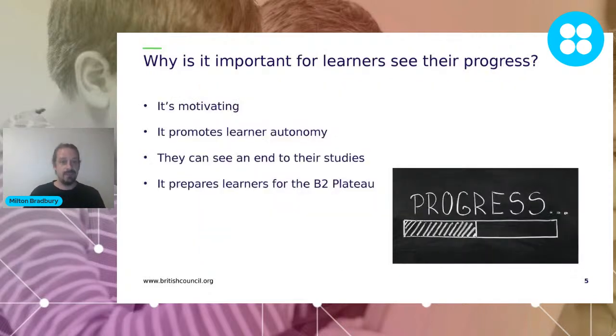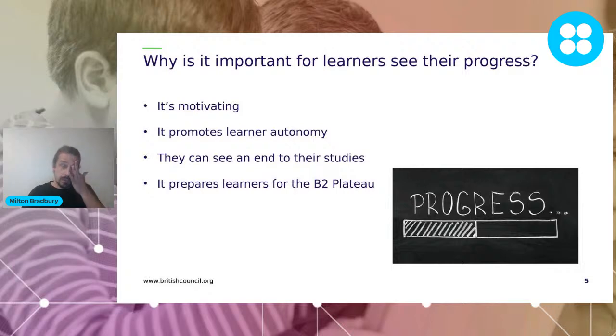Carlos, the next slide. Thank you. So why is it important for learners to see their progress? Well, it's motivating. When you see how far you have run, or when you see how much you have learnt, you feel proud, you feel satisfied, you feel motivated to continue because you can see that it's working. You can see that you're succeeding. You can see that you're making progress.